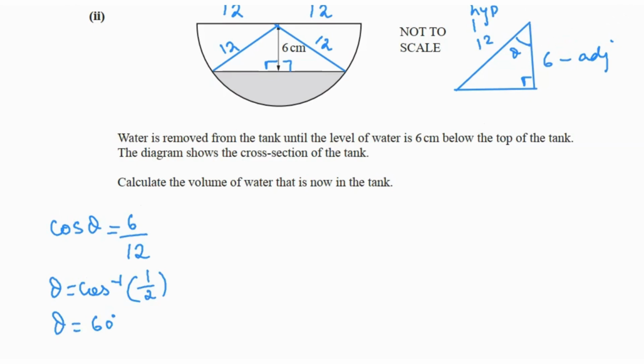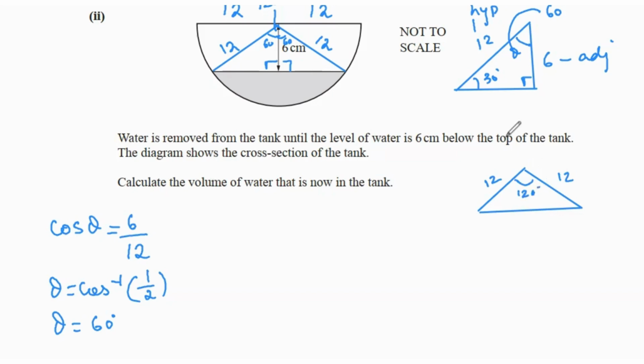So this is 60 degrees now, which means this is 30 degrees. So if this is 60 and this is also 60, the total angle is 120 degrees. Once again, I'm going to draw it separately over here so that you have a clearer idea. This is 12, this is 12, this is 120.